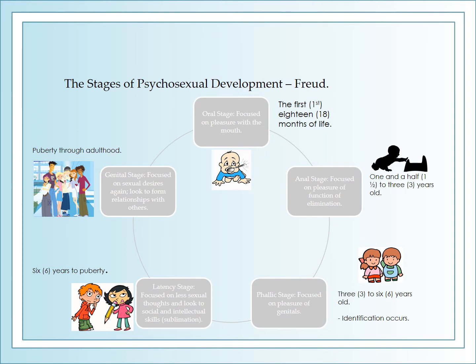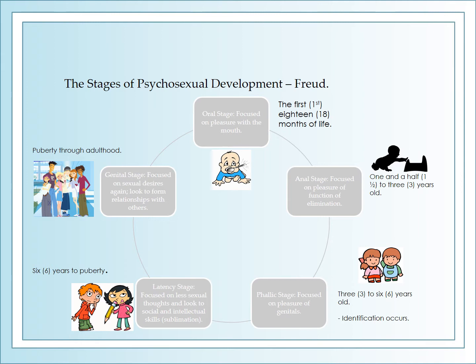So here are the stages of psychosexual development according to Freud. The first stage is the oral stage, and this is when the child will focus on pleasure with the mouth. This occurs during the first 18 months of life. Here it looks like a child sucking on a spoon. You'll see children putting things in their mouth, sucking on a pacifier, their clothing, their fingers, or their thumb. So again, this is a lot of times focused on putting things in their mouth and sucking on them, and that's the oral stage.